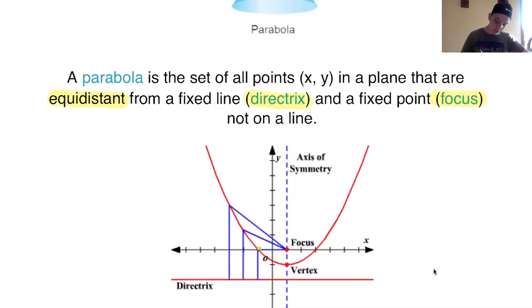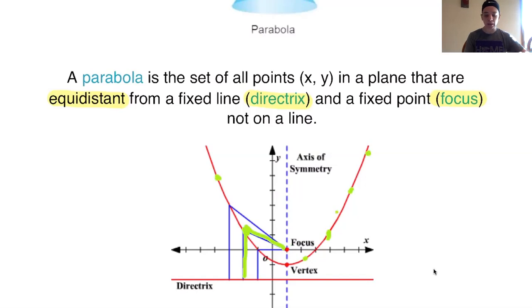So if we take, let's see, green sounds like a good color, like this point right here, okay? That green point that I just highlighted, if I measure the distance to the focus and to the directrix, it's the same distance, okay? Let's take another point. If I measure the distance from that point to the directrix, and the distance from that point to the focus, they're the same distance, okay? And that's true for any and every point that I pick along a parabola.